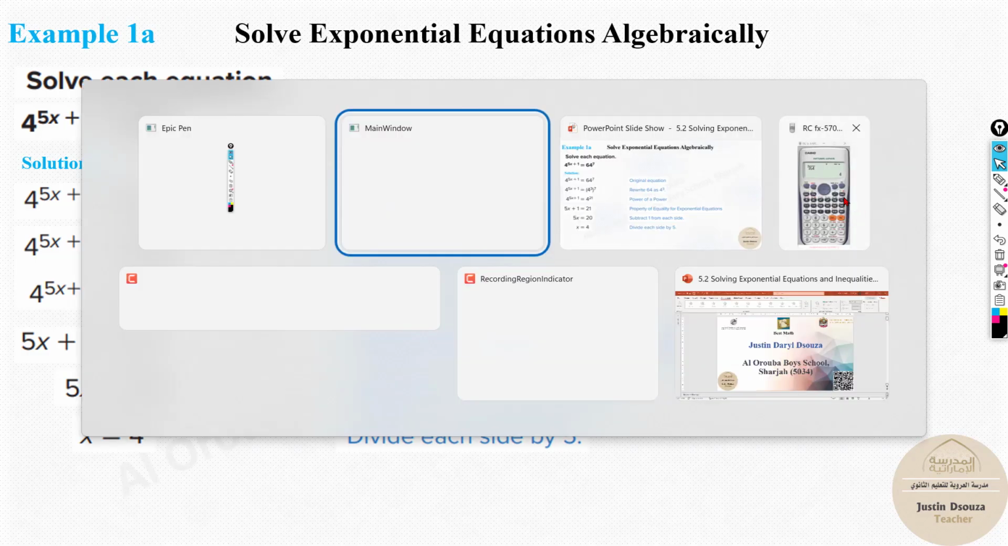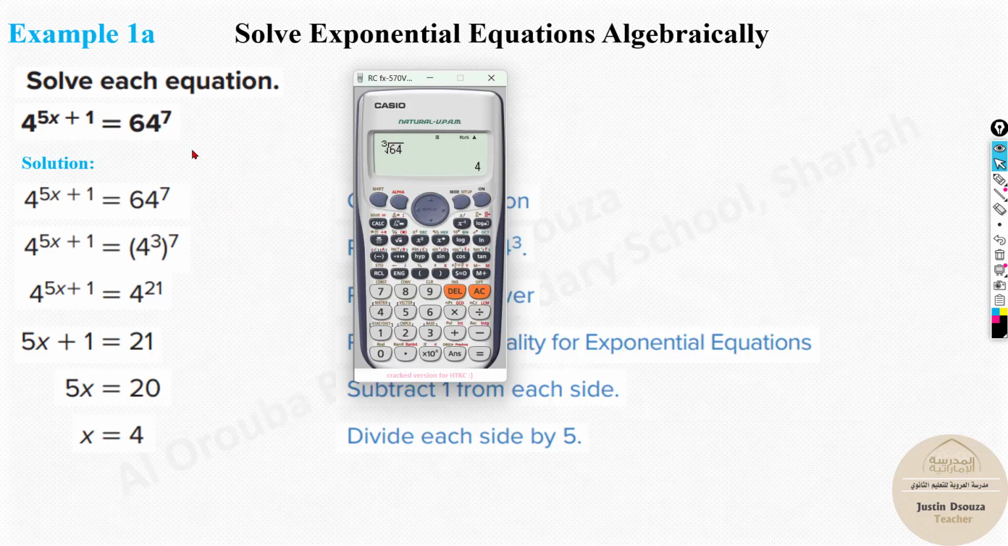There is another shortcut method. Because it's an equation, you can solve it just by typing it into the calculator. For example, type 4 to the power 5x plus 1, using the alpha x symbol, equated to 64 to the power 7, then press shift and solve, and you will get the answer.